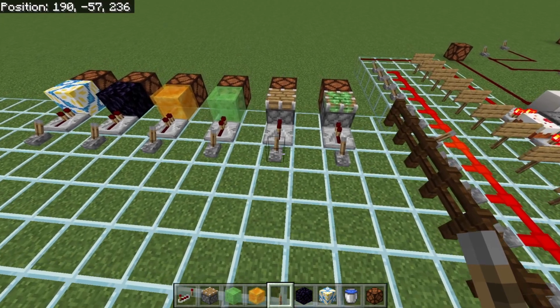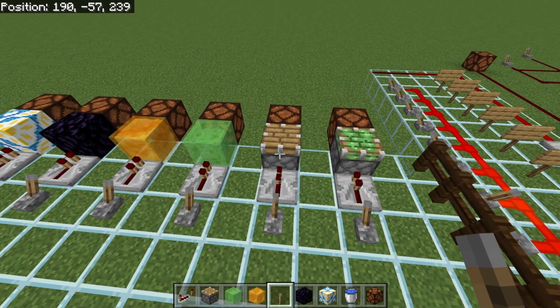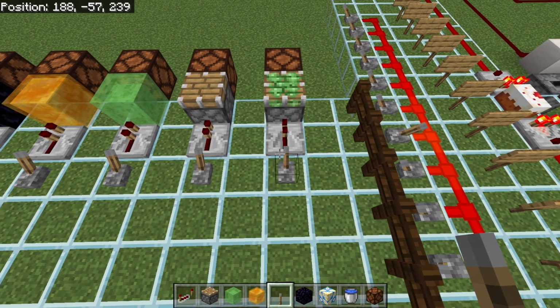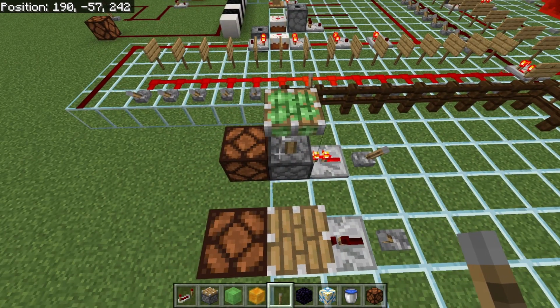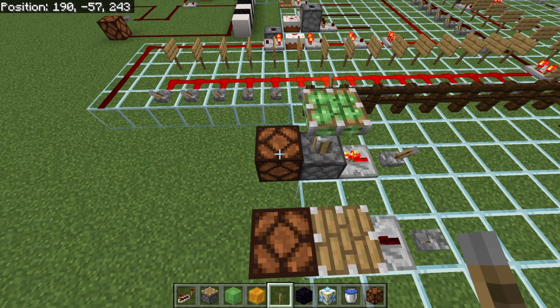So let's see if these things will conduct a redstone signal, shall we? We're going to start off with the sticky piston first, and power that. And although we are able to power that sticky piston, it is not going to transmit the redstone signal through the sticky piston and soft power this lamp.